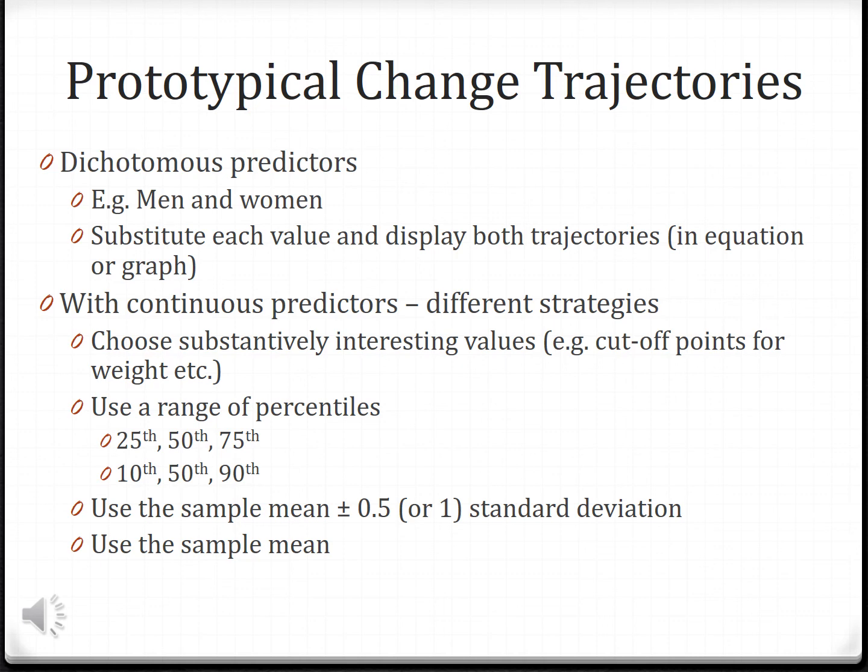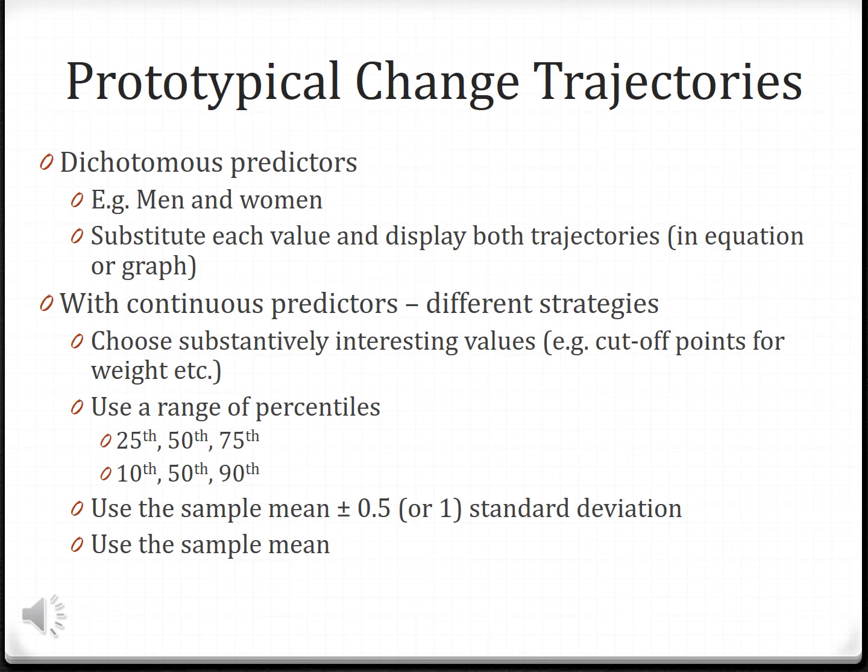Some people use a sample mean and then a half or full standard deviation, or even two standard deviations apart. So somebody who's kind of on the edge of a normal distribution, the 95% range. Or you can just use the sample mean. And that would be it. But that's a little bit boring, I would argue. So depending on your research question, it makes a lot of sense to think about who are different groups of people or what are different criteria of people that would make sense to show a prototypical change trajectory.